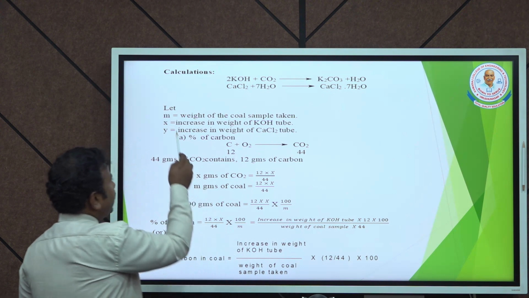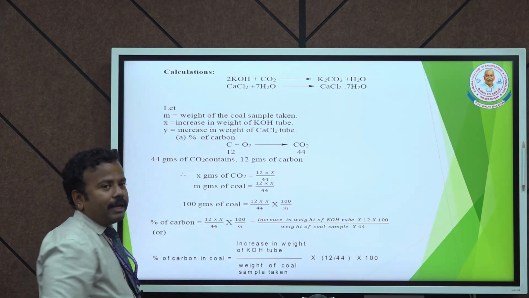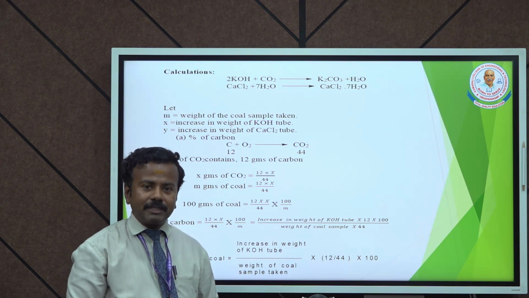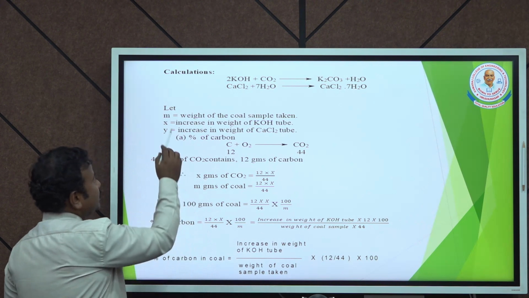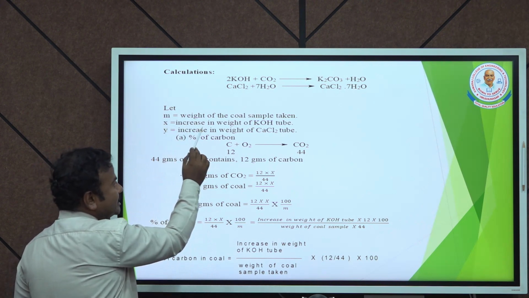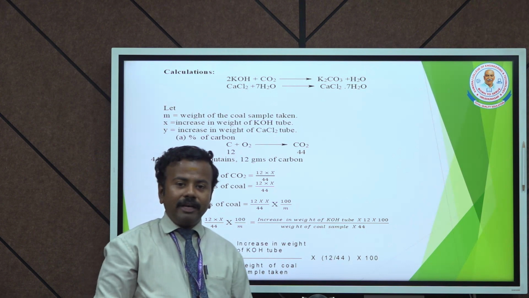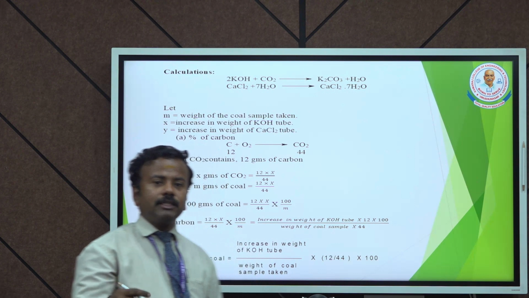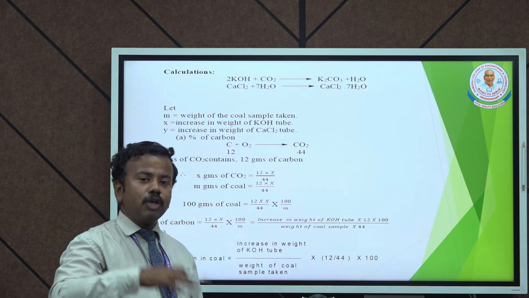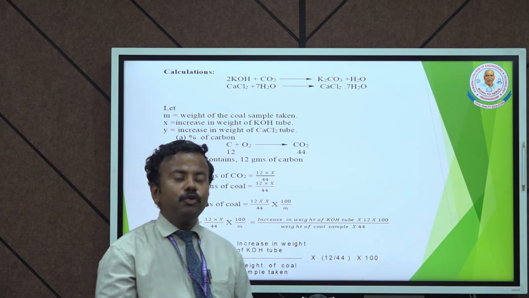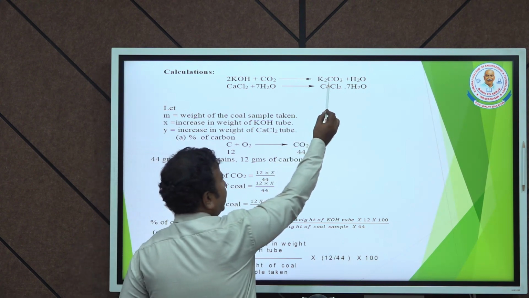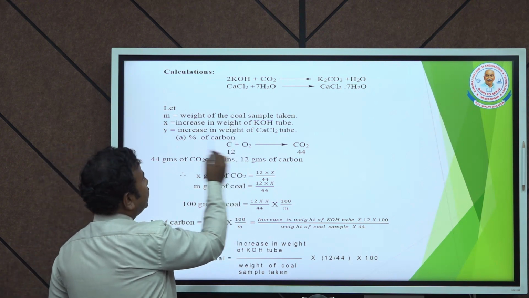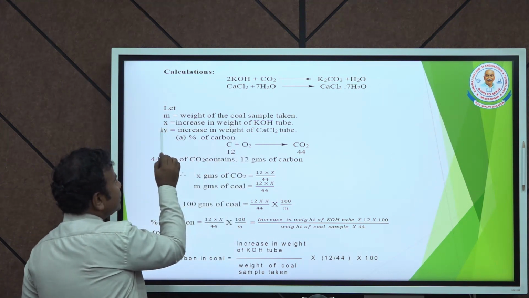So we take M as the weight of the coal sample taken. Whatever weighed grams of coal sample we take will be represented as M grams. Then next one is X. X is nothing but the increase in weight of the KOH tube. We already took a weighed sample of KOH in the U-shaped tube. Now the absorption of carbon dioxide has happened due to the formation of potassium carbonate, so the increase in weight of the KOH tube is represented as X.